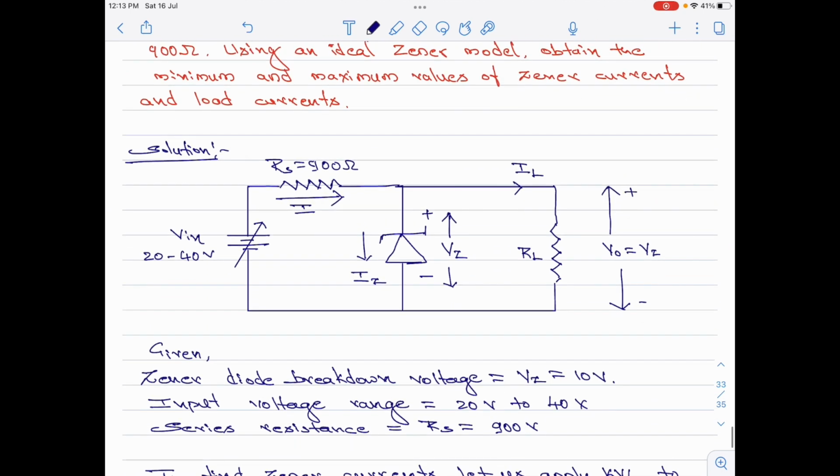Let us now find the IZ maximum. For that, you need to understand that the input current I is split into IZ and IL. So, when the value of IZ is maximum, the value of IL should be minimum, and vice versa. That is, when the value of IL is maximum, the value of IZ should be minimum. Now, we already have found the value of IZ minimum, which is 0. So, the value of IL maximum will simply be equal to the value of I itself. Let us now prove that.